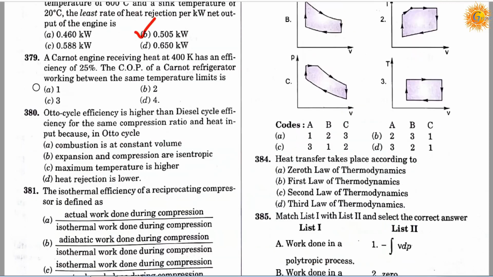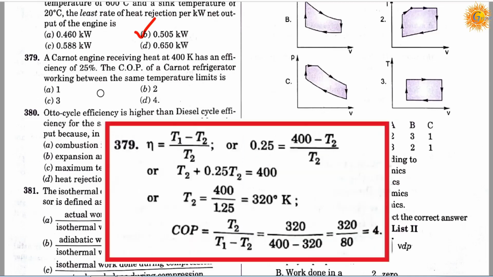Question number 379. A Carnot engine receiving heat at 400 Kelvin has an efficiency of 25%. The COP of Carnot refrigerator working between the same temperature limits is option A 1, option B 2, option C 3, option D 4. So the correct answer is D, and you can check its solution here.